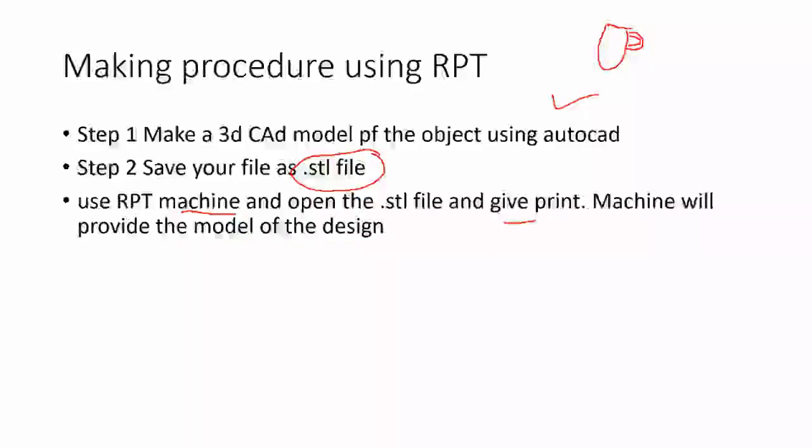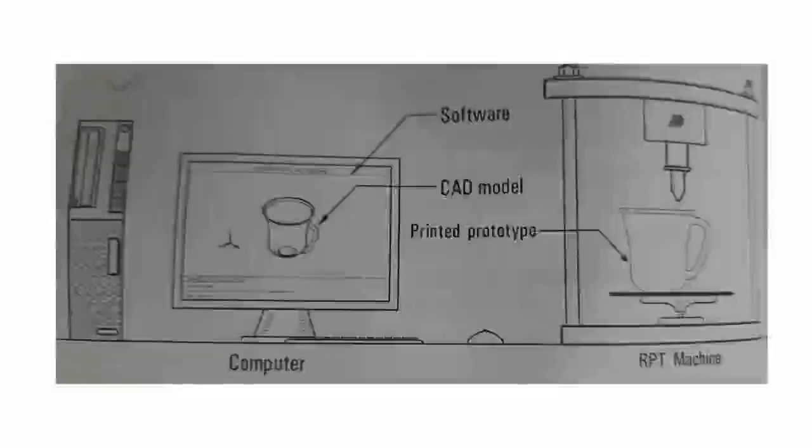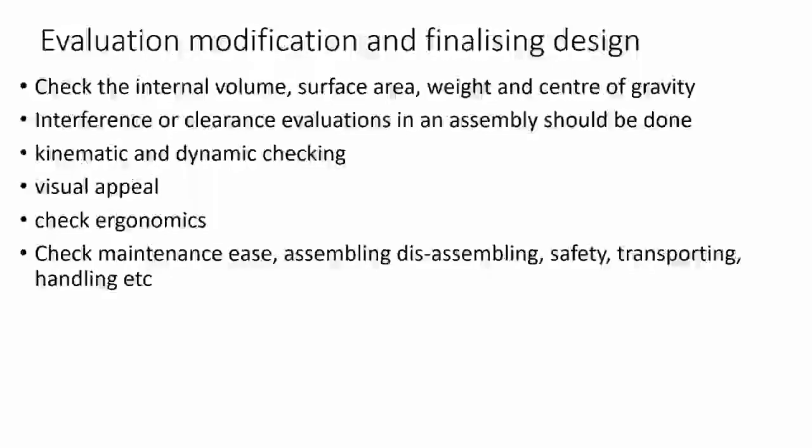The next slide you can understand that. In the computer you design the CAD model using the software, and then this is the RPT machine. It is a rough picture; an original RPT machine will not look like this. Once this model has been fed here, the machine will give you the exact print in the exact dimensions of the cup. The cup is just an example.